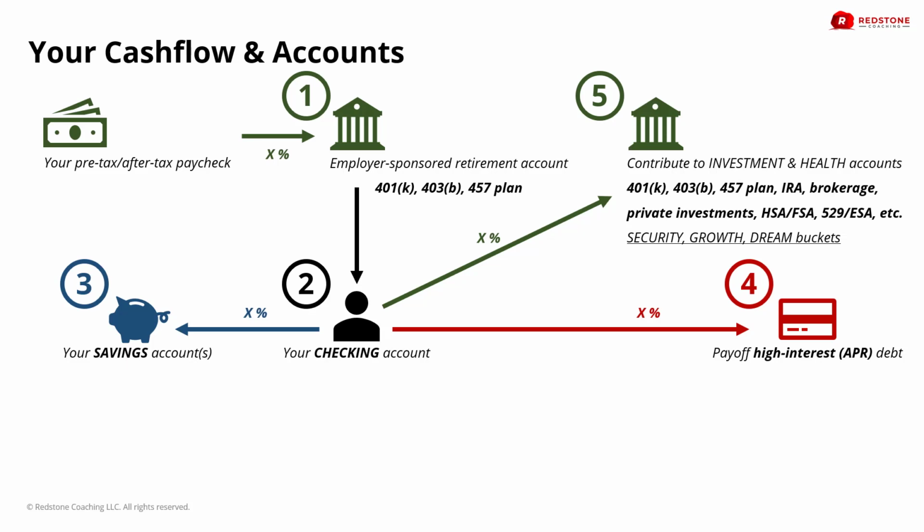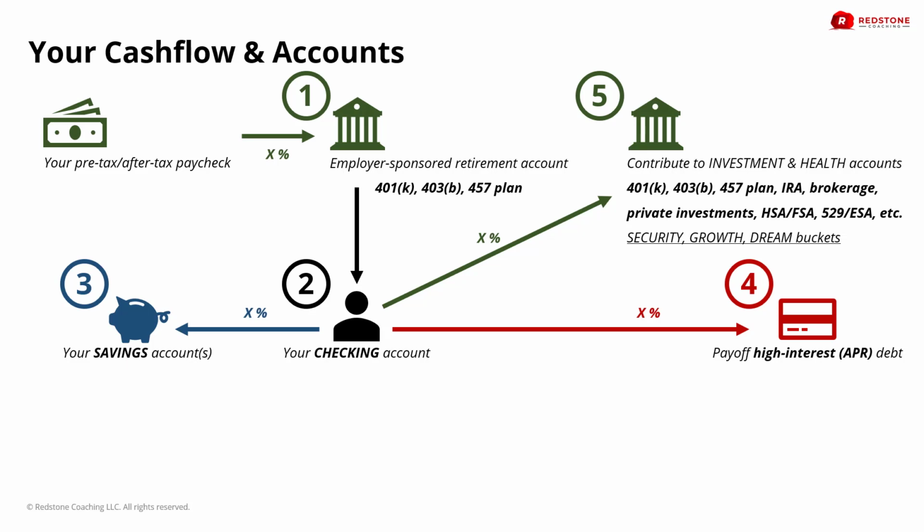So maybe this money is going into your retirement accounts, your IRA, a brokerage account, private investments, HSA or FSA, your 529 or your ESA, which are your education plans. And really these are your security, growth, and dream buckets for investments.